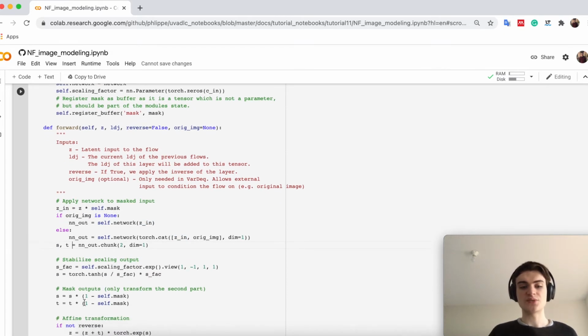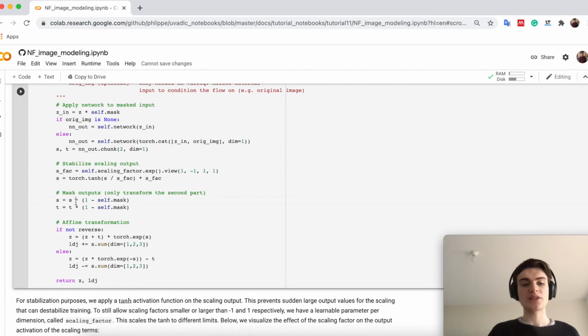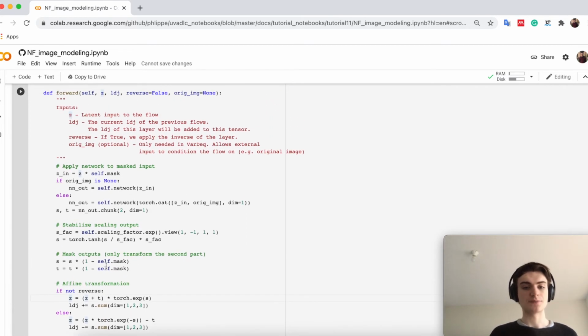I do something with scaling I'll look at later. And then I say, okay, I only want to transform those inputs that I haven't had in my network, because otherwise we would actually be cheating and we would have to invert our neural network again, which is not very easy to do and often actually impossible. Then our whole operation is just shift and scale and the other way around.